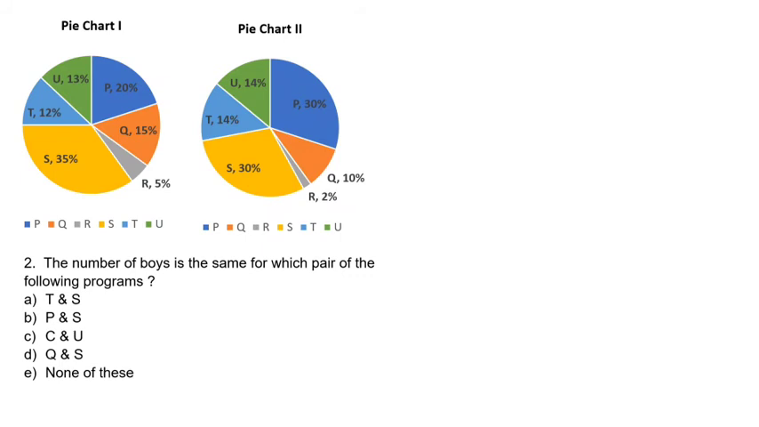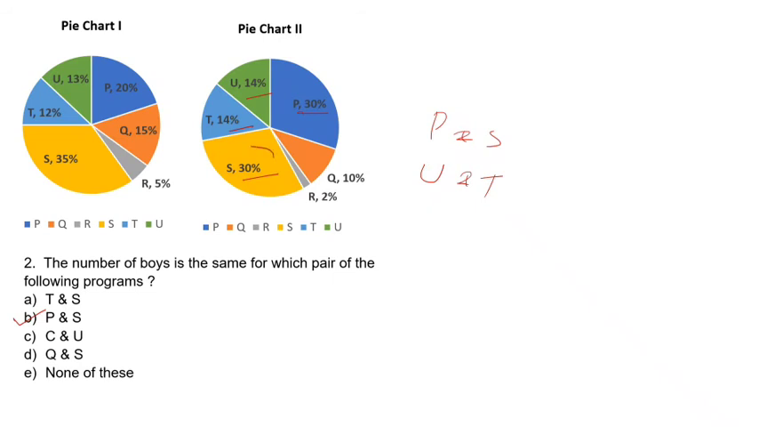The number of boys is the same for which pair of the following programs? Here you have already written that, and we have seen the number of boys. So here you can see P and S is the same. Similarly, U and T are the same. U and T is not there in the option, but P and S is there in the option. So P and S is the correct answer.